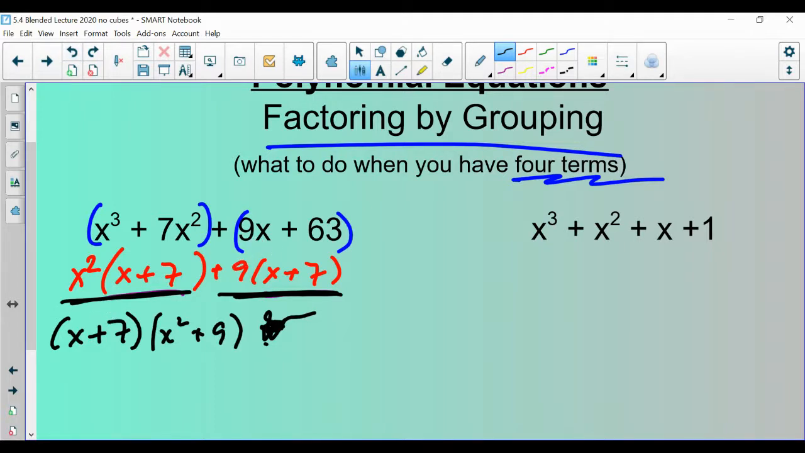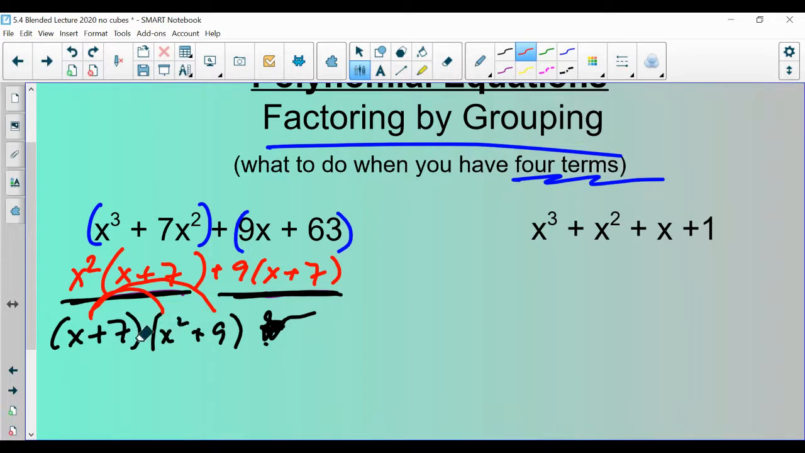In a sense, we could distribute x plus 7. Think of it as 1 term. I know it's not, but think of it as 1 term. You could distribute it by x squared. So x plus 7 times x squared, that's what you have here. And x plus 7 times 9, that's what you have here. We don't need that squared sign. It would be mathematically incorrect to put it there.